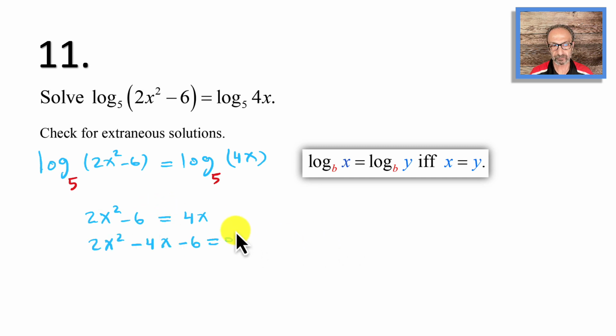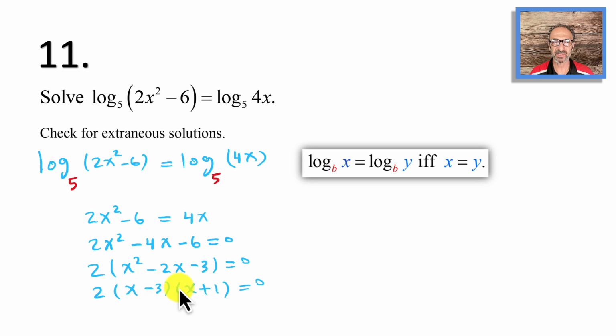So, moving the 4x to the left, factoring the following, I see 2, -4, and -6. They all divide by 2, so let's take 2 out as a common factor first. Easier to factor. That's what I have. Okay? This part right here is factorable. It's going to be x minus 3 times x plus 1.